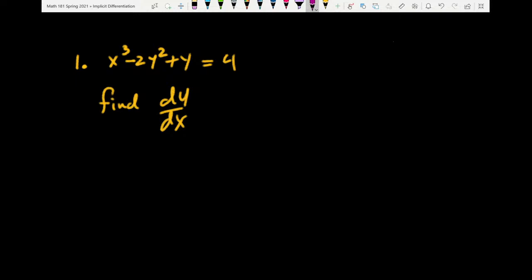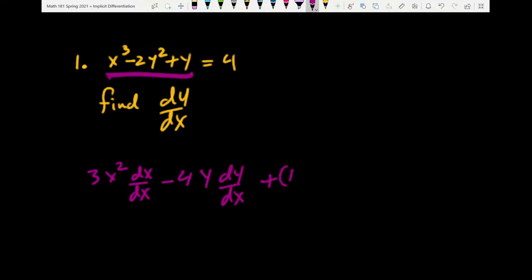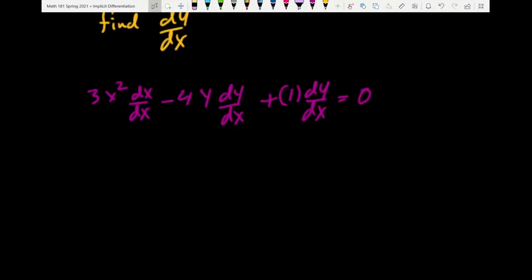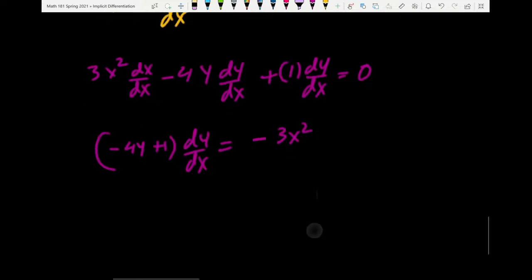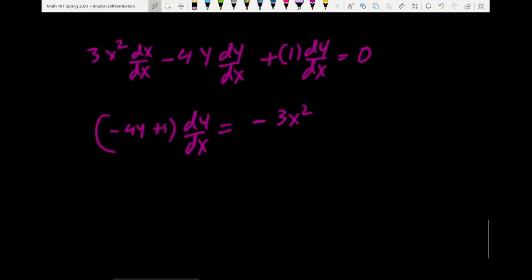All right, so let's look at it. So again, I'm doing 3x squared dx plus, it's minus 4y dy/dx plus 1 times dy/dx equals 0. So I get negative 4y plus 1 times dy/dx equals negative 3x squared. I don't need to rewrite this part again, dx over dx. All right, now this problem is super easy.